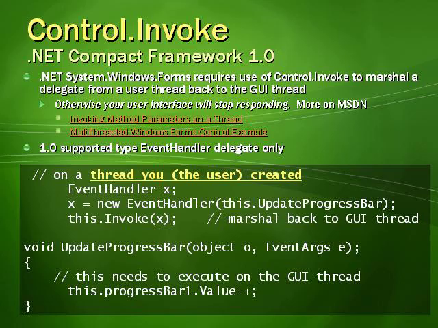And you do that by using the invoke property that's on control. And in the code sample below, the invoke call will marshal the update progress bar method so that everything that happens in update progress bar is running on the user interface thread. So by doing that, your application is not going to stop responding, which is really bad.